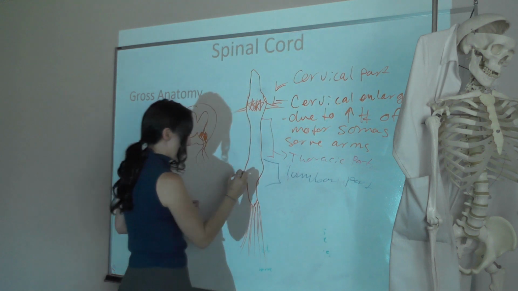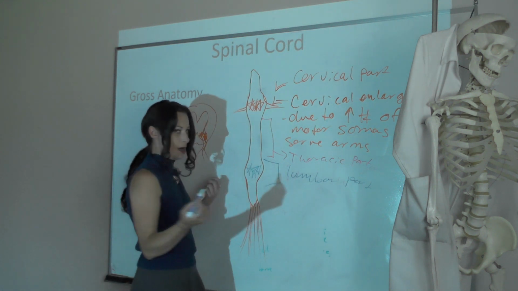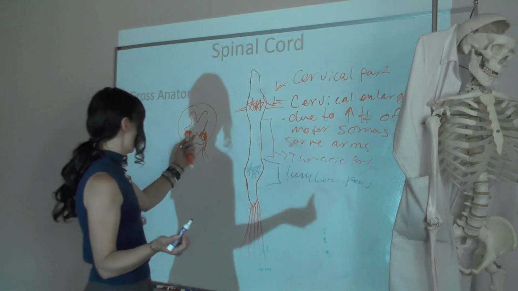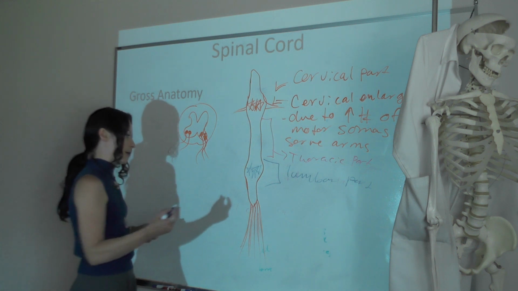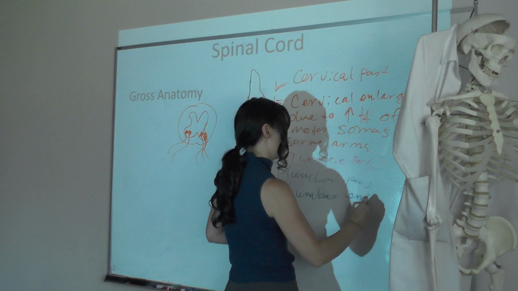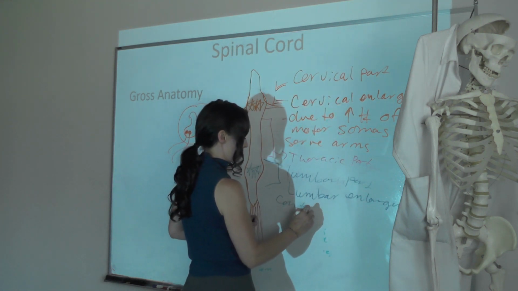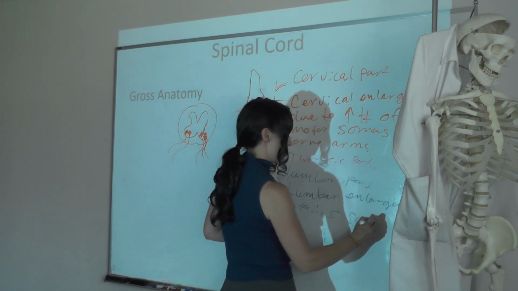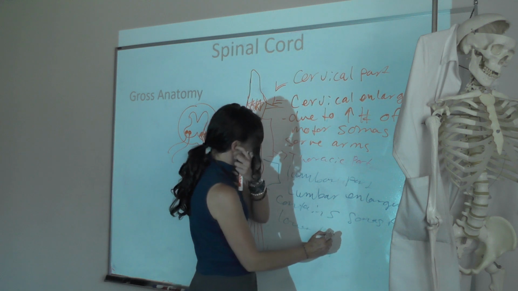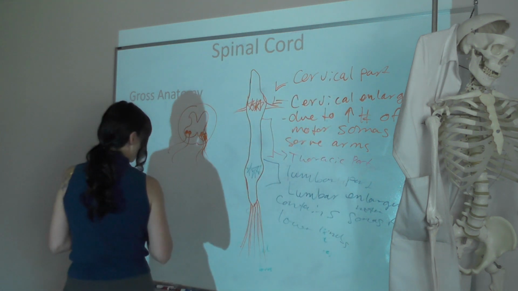And now in the lumbar part, we have another enlargement, the lumbar enlargement. And why might we have a lumbar enlargement? It contains all of the somas for the motor neurons that are going to serve the lower limbs. So the lumbar enlargement contains somas for the lower limbs. I should say motor somas, motor neuron somas for the lower limbs.